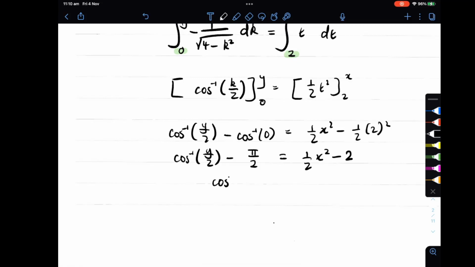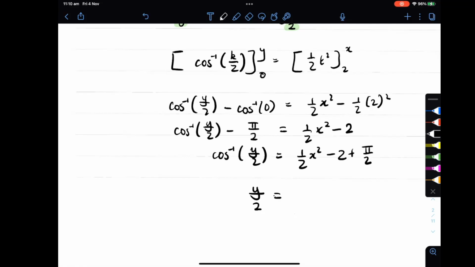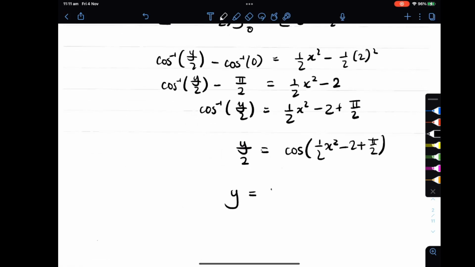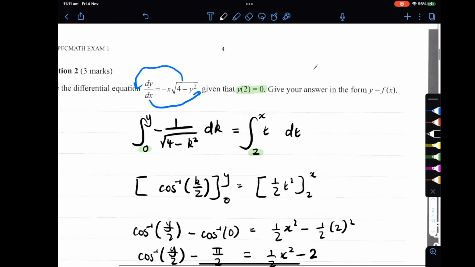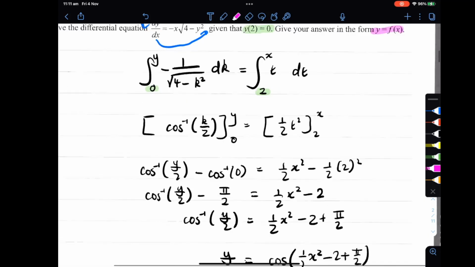Right, so we get cosine inverse of y over 2 is equal to a half x squared minus 2 plus pi over 2. And so if we get rid of the cosine, if we cos both sides, we're going to get cos of (a half x squared minus 2 plus pi on 2) is equal to y on 2. And if we solve for y, we get y is equal to 2 cosine of (a half x squared minus 2 plus pi over 2). Is that what we wanted? We wanted our answer in the form y is equal to f of x. Alright, so that's fine.